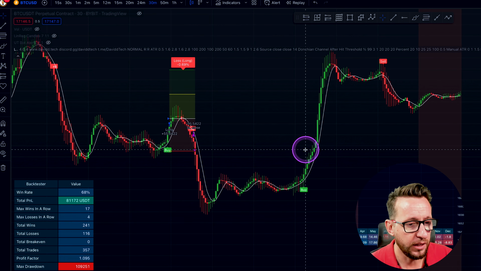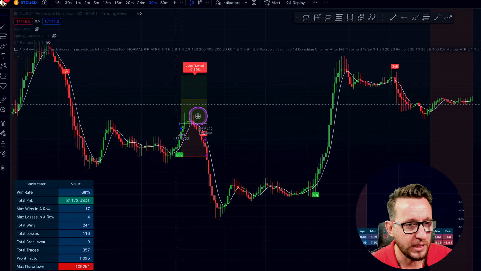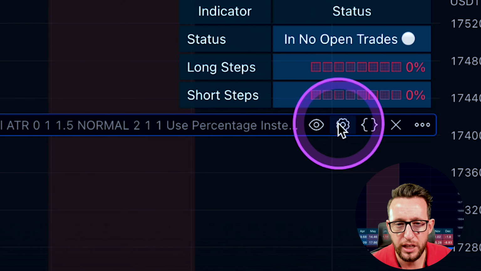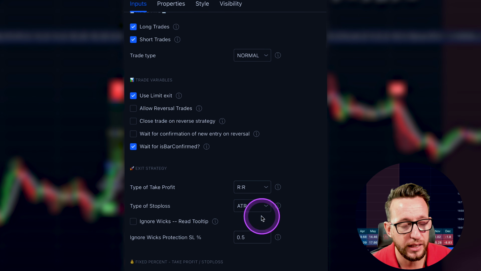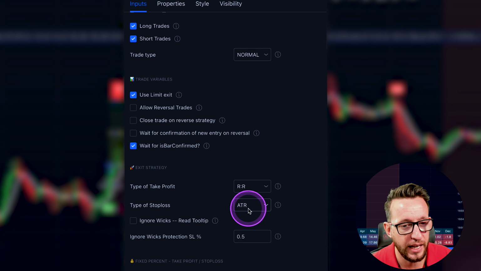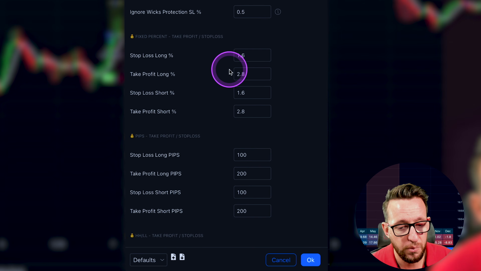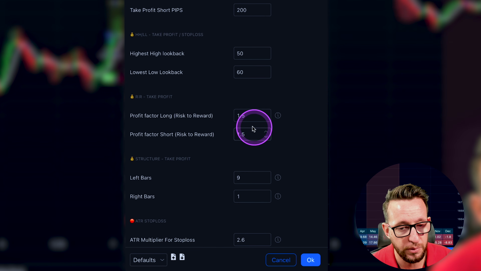So I'm going to go through the rules of the setup that I've found. I haven't really changed much. I've decided to set my stop loss and take profit at the ATR instead. That seems to work quite well. I'm going to use a 1 to 1.5 risk to reward for that.